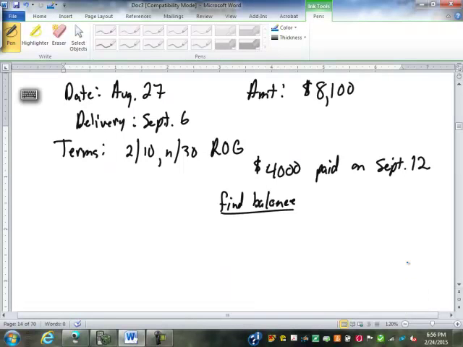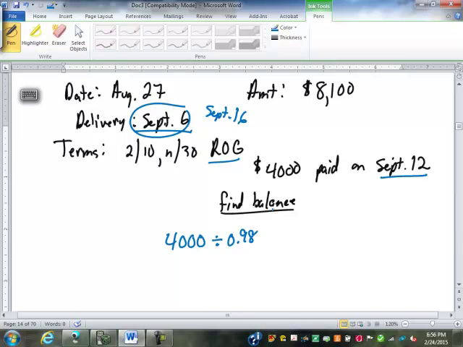I'll pause. So the major question is, do they get the discount? The invoice date, because it's ROG, becomes September 16th, which means the discount goes to September 26th. So September 12th is in the discount period. They do get 2%. So we're going to take 4,000 and do what to it? Divide by 0.98, which is going to give us $4,081.63.